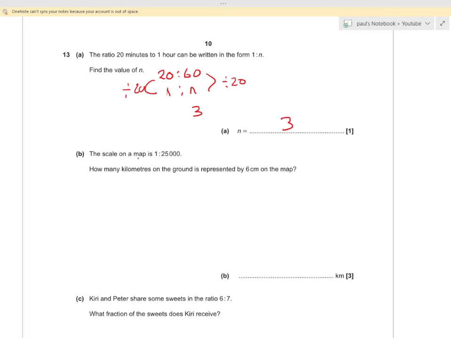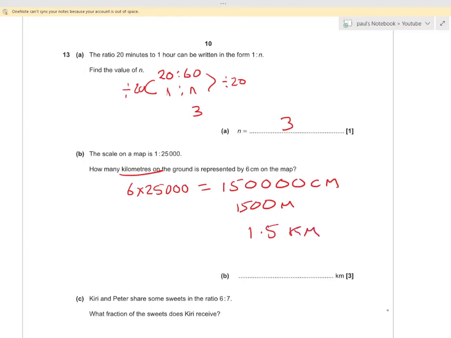So the scale on the map is 1 to 25,000. How many kilometers on the ground are represented by 6 centimeters? So 6 times 25,000 is a big number. 6 times 25,000 is 150,000 centimeters. How many kilometers? So divide that by 100 will give you 1,500 meters, which is 1.5 kilometers.